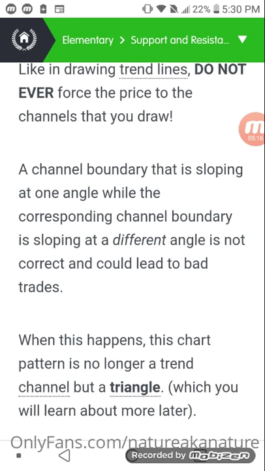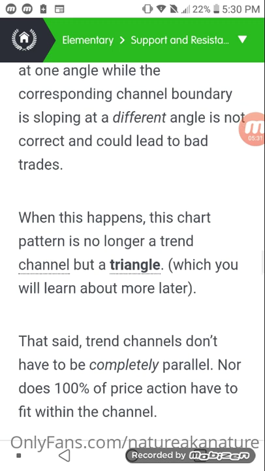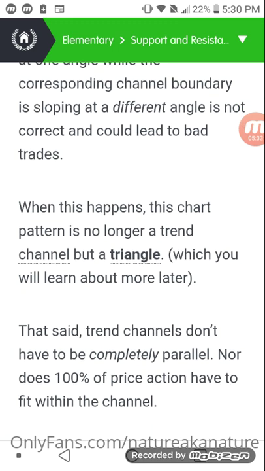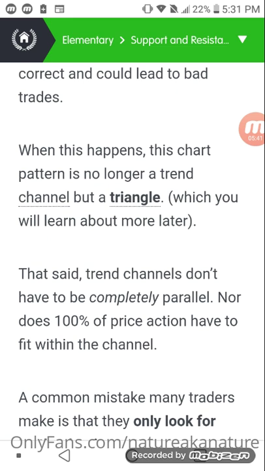If one channel boundary slopes at one angle while the corresponding boundary slopes at a different angle, it's not correct. It leads to bad trading. They both need to be parallel. When this happens, the trend channel is no longer valid. It might no longer be a channel but a triangle, which we already know about. We went over triangles and pennants already.